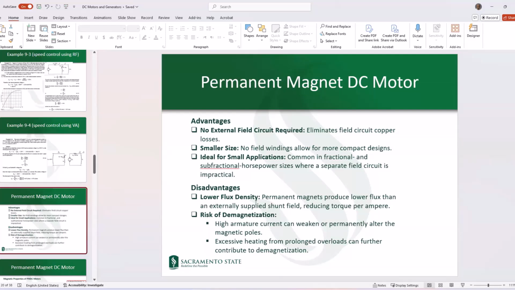But at the same time, we have some disadvantages for these permanent magnet DC motors as well, since they have lower flux density associated with the permanent magnets. If you really want to have a strong magnetic field, the solution is to go through an excitation circuit and not through a permanent magnet.